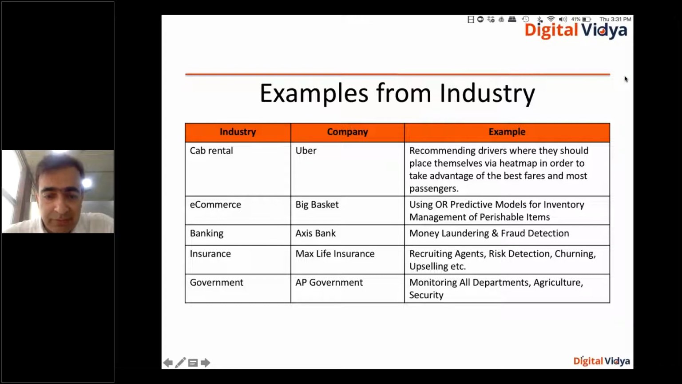For example, Uber. They create heat maps for the drivers, which enable them to identify those locations where there is a higher possibility of getting a passenger. And all those heat maps are again a machine learning algorithm working to create them.